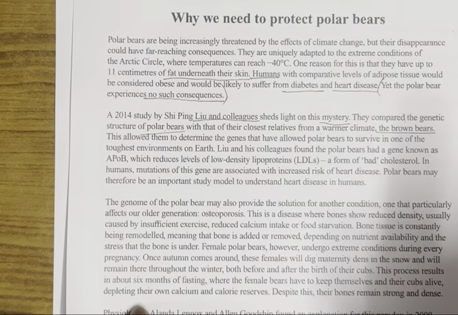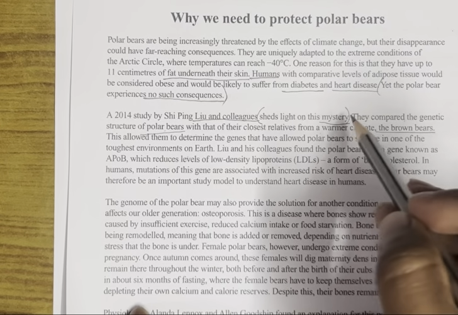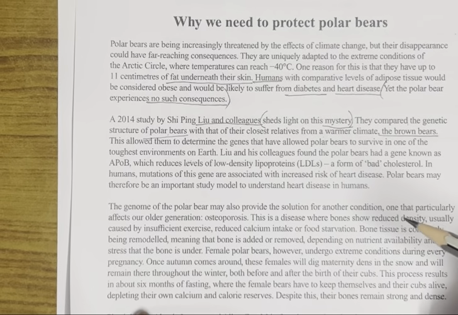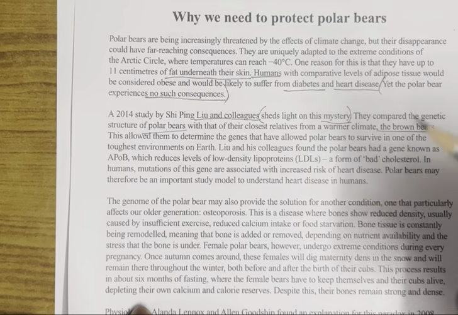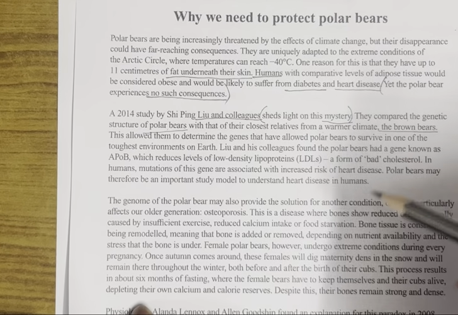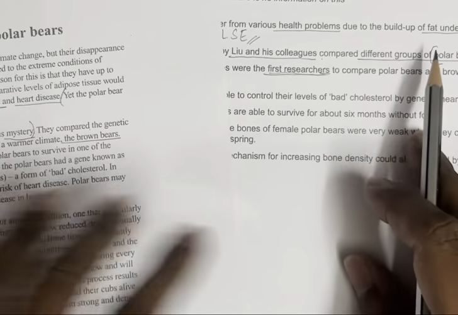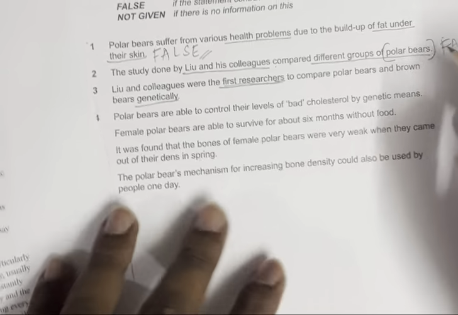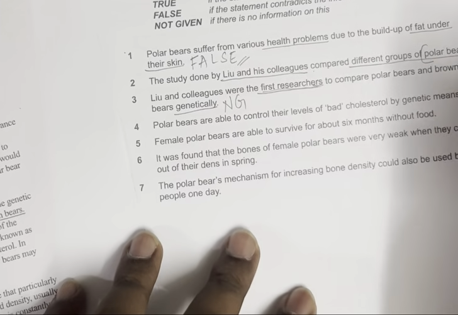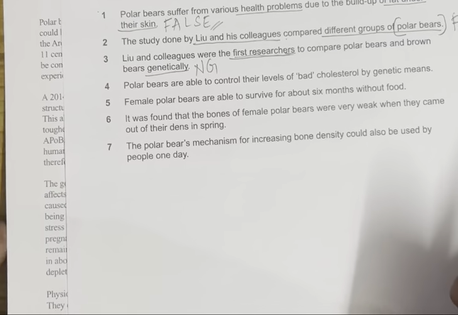I can't see anything. It just says that they shed light on the mystery. This was a mystery from the beginning and they just shed light on this. Means they are interested to know about this more and more and they came to research on this. But this paragraph doesn't say that they were the first researchers. Hence, as there is nothing given about this, the answer will be not given. So the third one, it is not given. Let's move to the fourth one now.